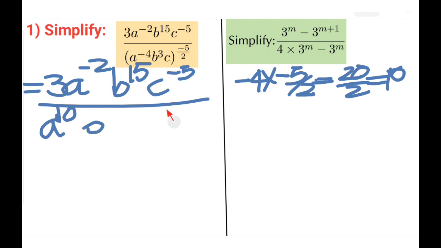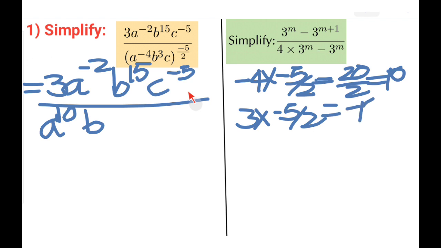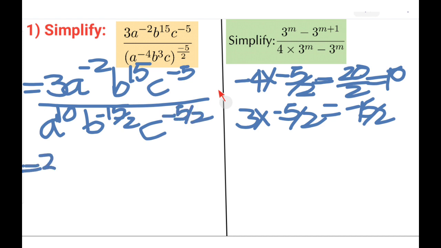Now b, we're multiplying 3 by negative 5 over 2, and that leaves us with negative 15 over 2. So that is to the power of negative 15 over 2. Now for c, you're multiplying 1 by negative 5 over 2. That leaves us with simply negative 5 over 2. So that is equals to 3.